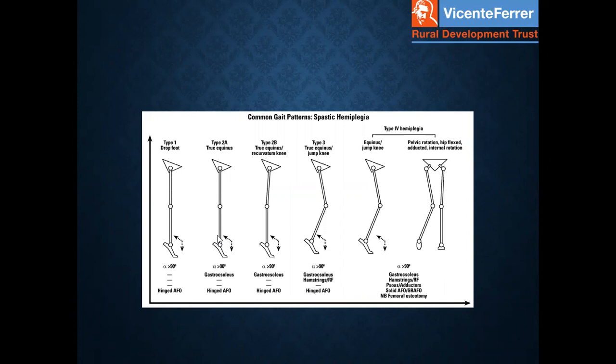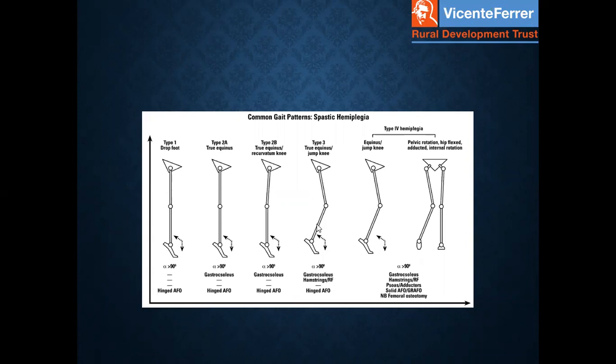So it is not due to the weakness of the dorsiflexors, but due to spasticity of the plantar flexors. So it is called a true equinus. Again, in true equinus, there are 2 types, depending on whether it is associated with genu recurvatum or not. If there is no genu recurvatum, it is type 2A. If there is genu recurvatum, then it is called type 2B. You can see the angle between the lower leg and dorsum of the foot is always greater than 90 degrees in spastic hemiplegia.